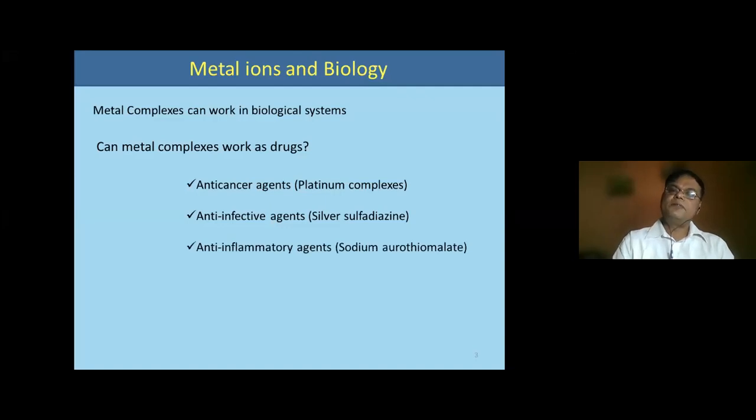Then it has been found that some gold complexes can be utilized as anti-inflammatory agents, particularly for rheumatoid arthritis, where there is a problem basically in the knee joints or elbow joints sometimes. And whenever we are considering a medical application, we need to know a bit of biology as well. Perhaps most of you have studied biology in school, maybe in 10 plus 2.